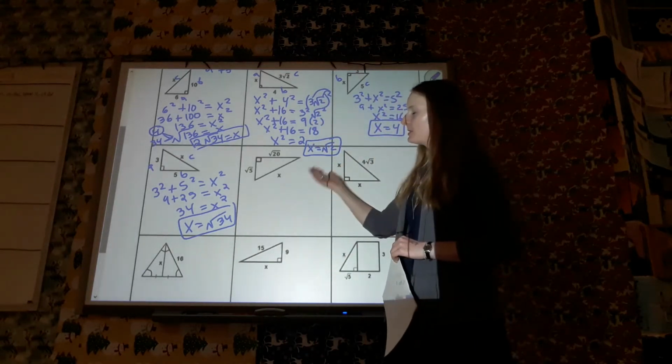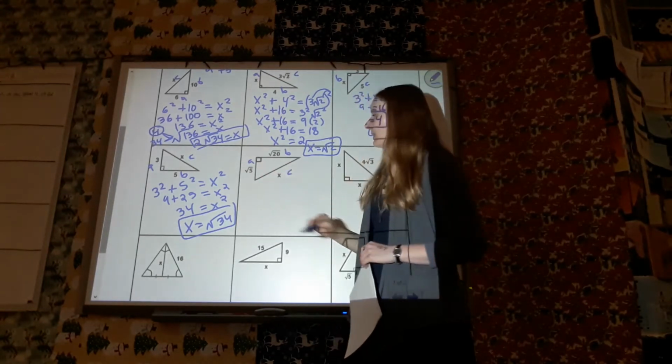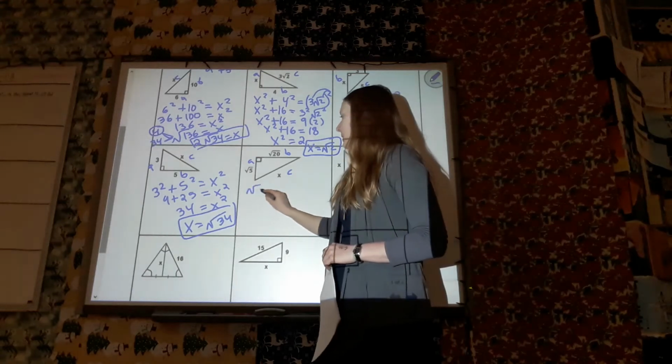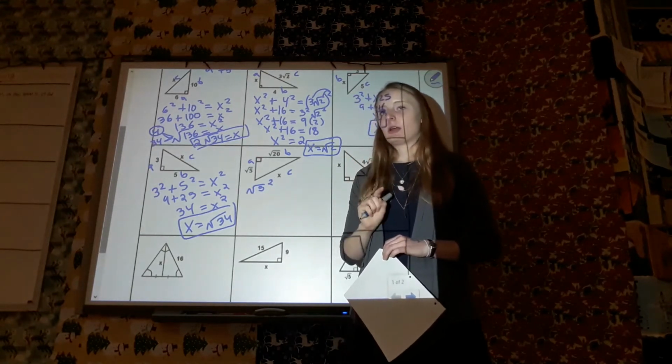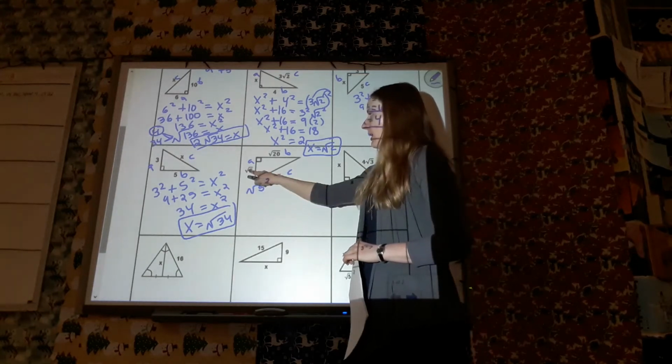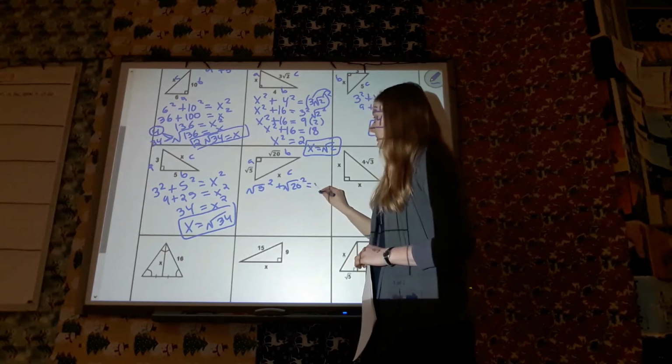Alright, next one up, here's another right triangle. I'm going to mark A, B, and then C for the hypotenuse. Then I have the square root of 5 squared. Remember that whatever A, B, and C are, you have to square that in the formula. So I have A squared plus B squared equals C squared.